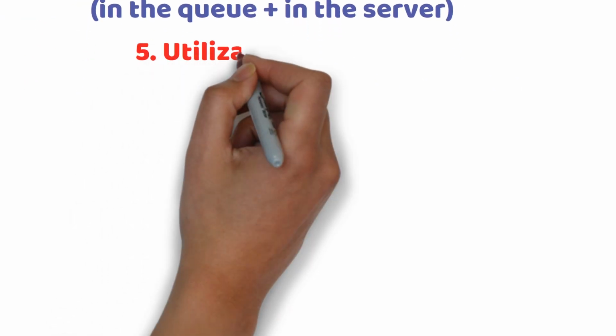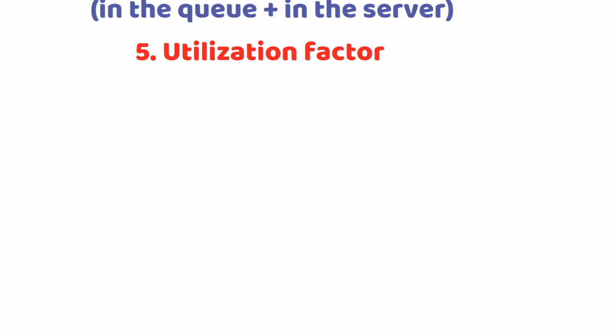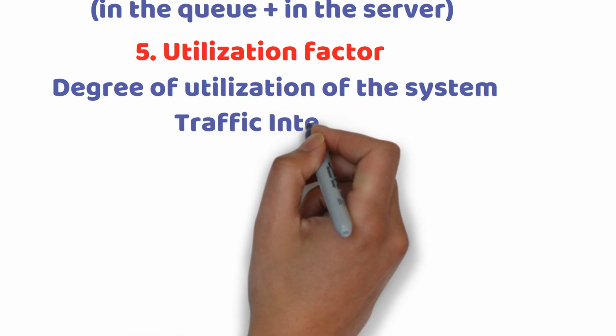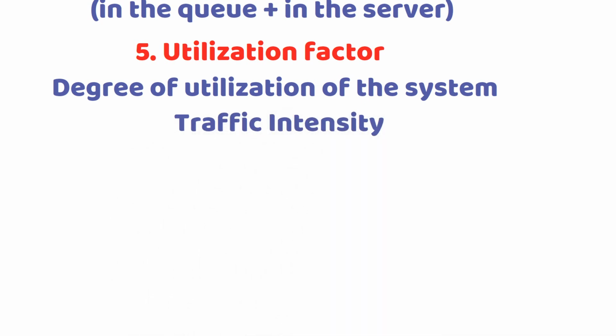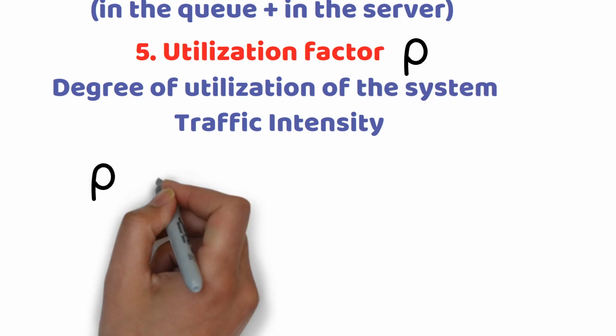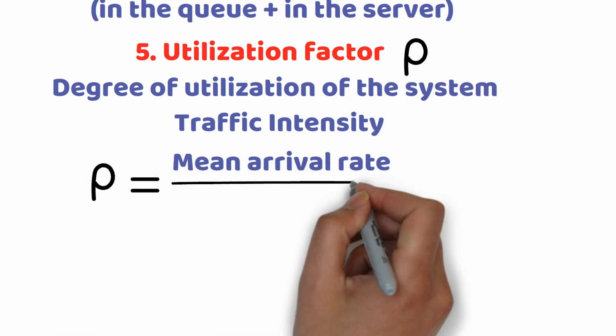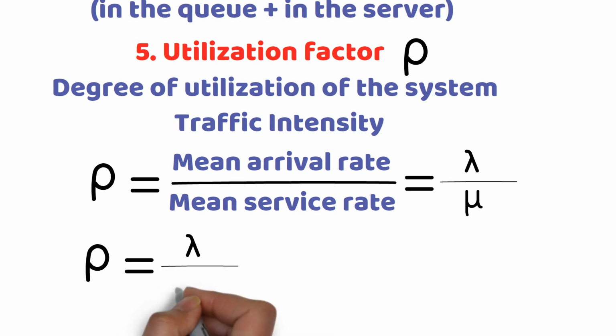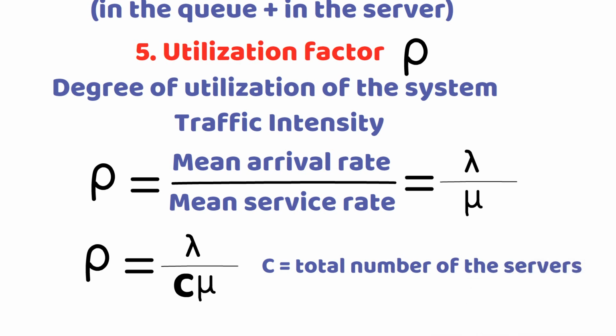Number 5, utilization factor. This is the degree of utilization of the system. It is also called traffic intensity. It is denoted by the symbol ρ. It is calculated by dividing the mean arrival rate of the customers by the mean service rate. So, the formula for a single server will be ρ equal to lambda divided by mu. This formula is for a single server. If there are multiple servers, ρ is equal to lambda divided by c mu. Here, c is the total number of the servers.